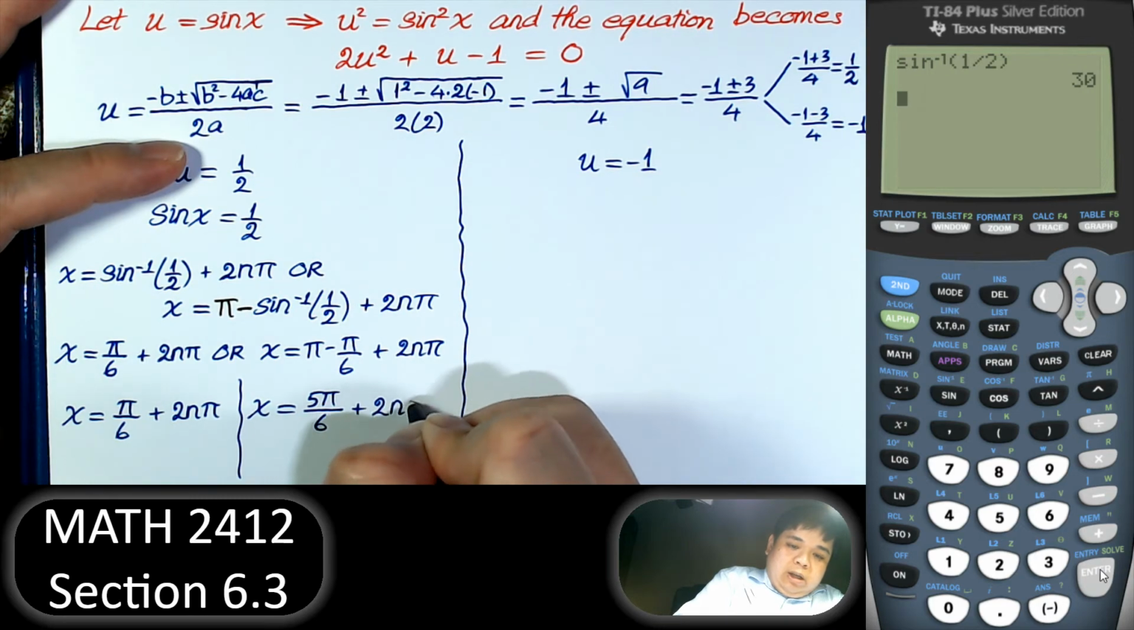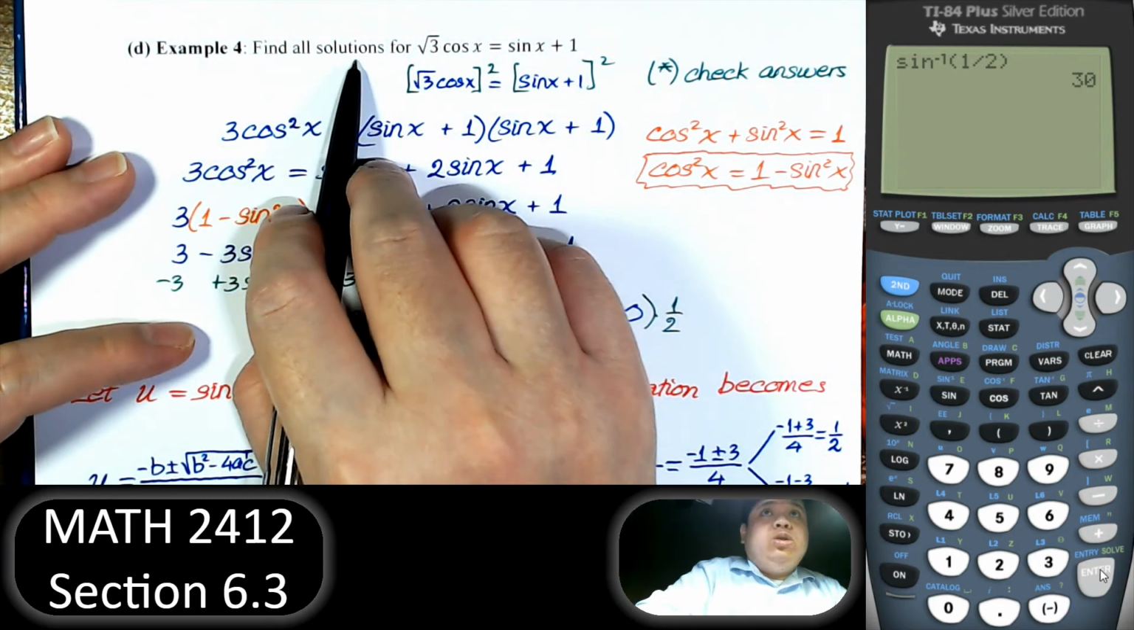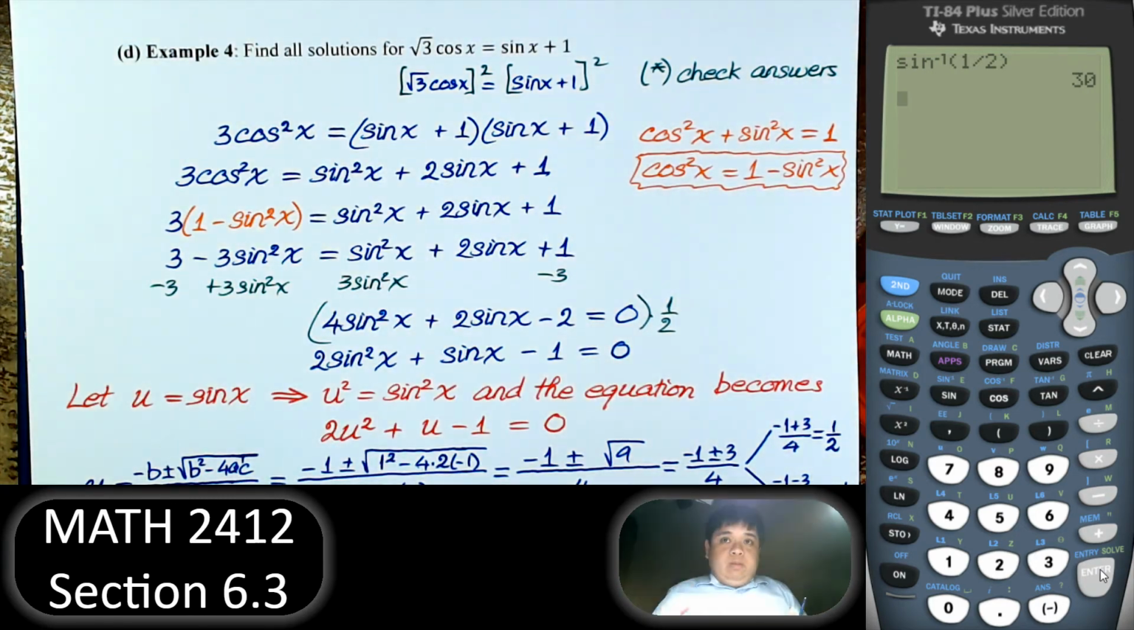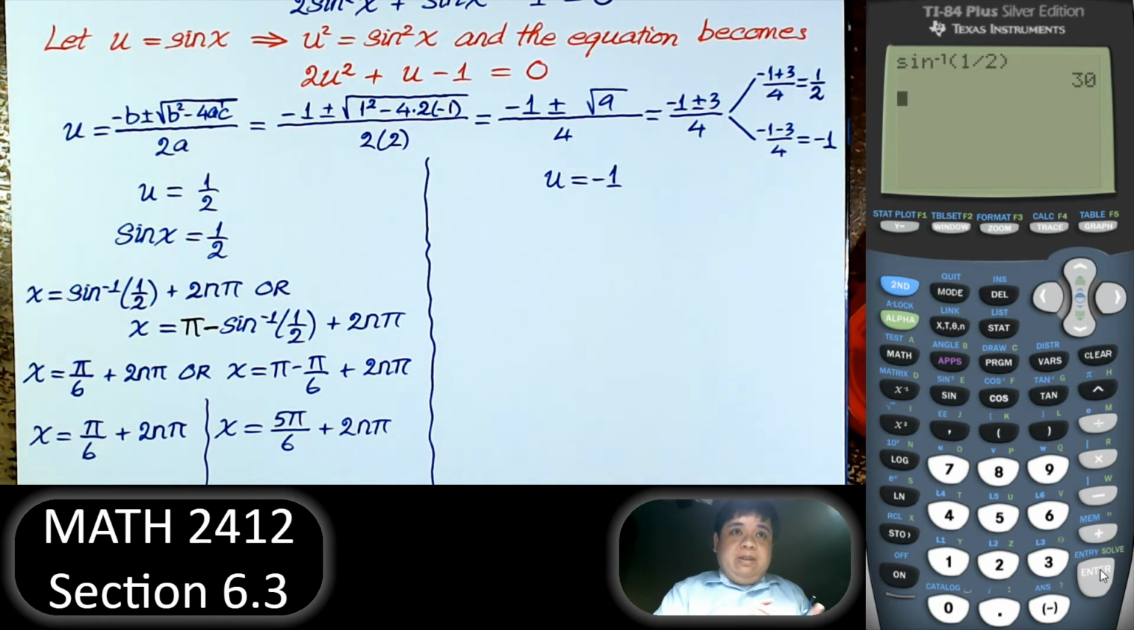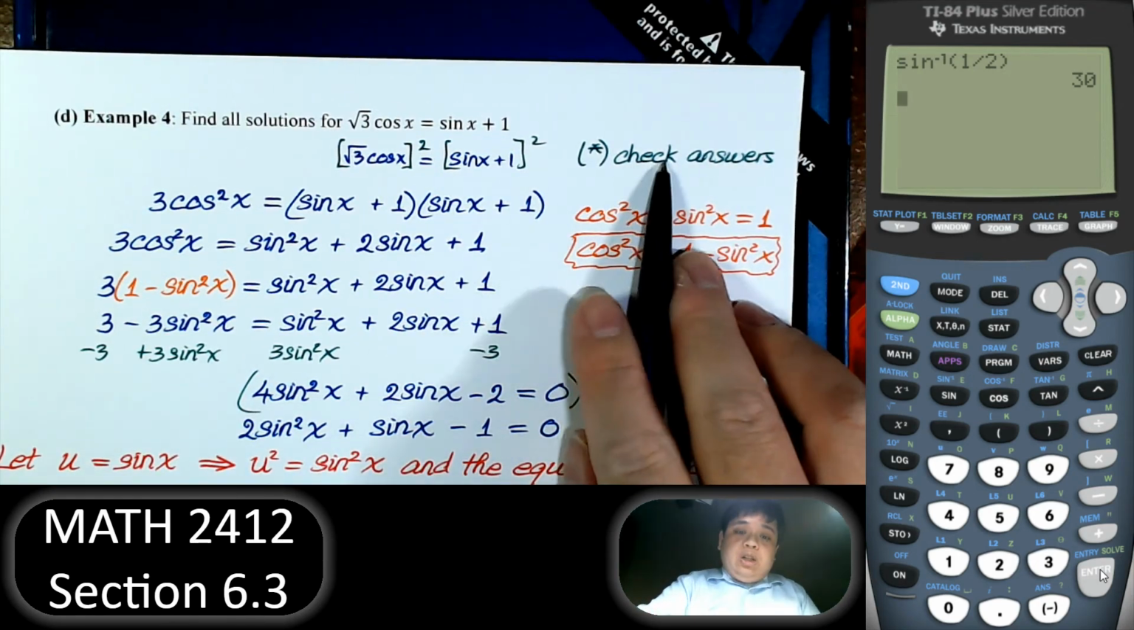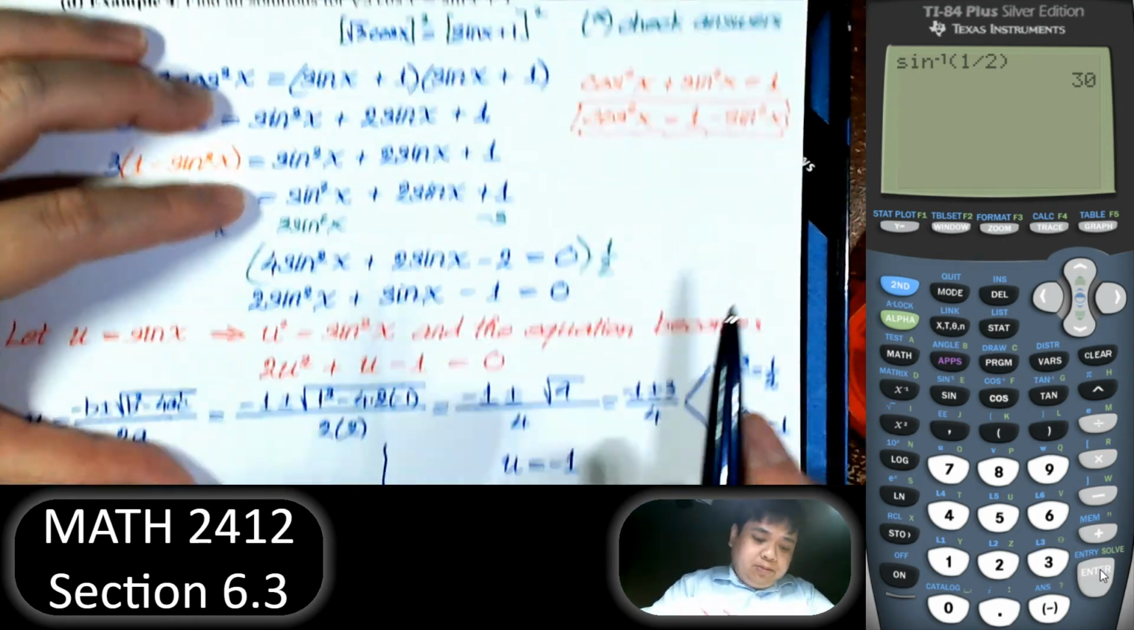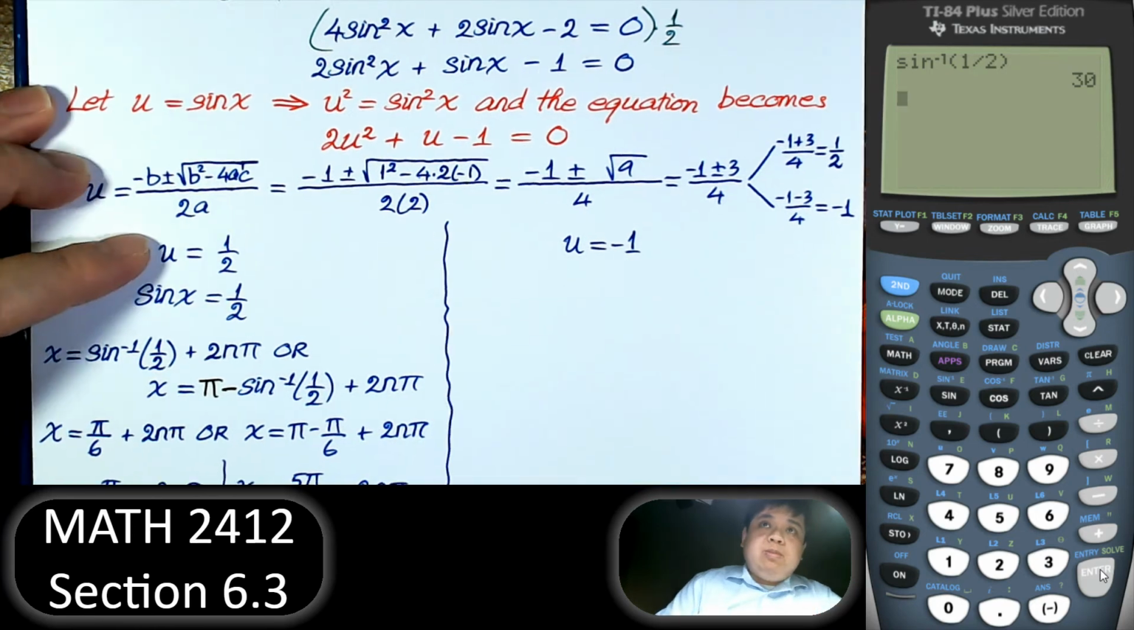plus 2n pi. Now this one we find all the solutions, so we're not gonna choose the values for n, because it is from negative infinity to infinity. The length is infinite, so we're not gonna solve for n. We're gonna keep it like that. However, we still need to check the answer though. Right, now go to this first.